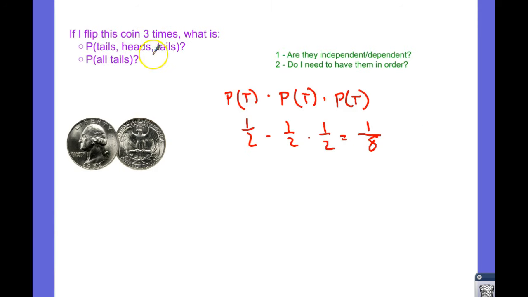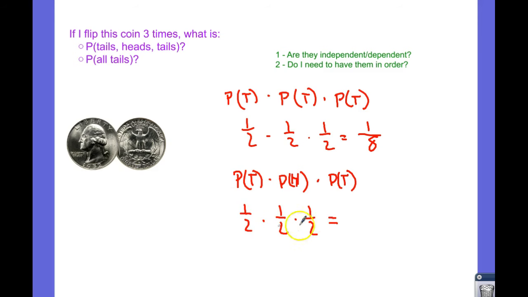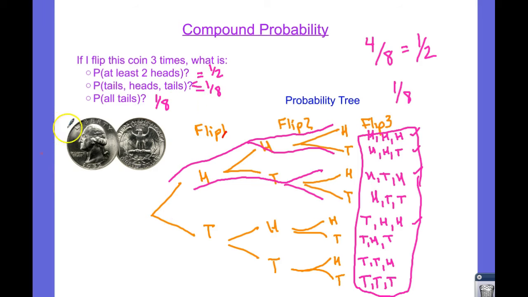Let's look back. Tails, heads, tails. Well, in this case, it'll be probability of tails times probability of heads times the probability of tails, and that will be 1/2 times 1/2 times 1/2, which is still, again, 1/8, which is what we had.